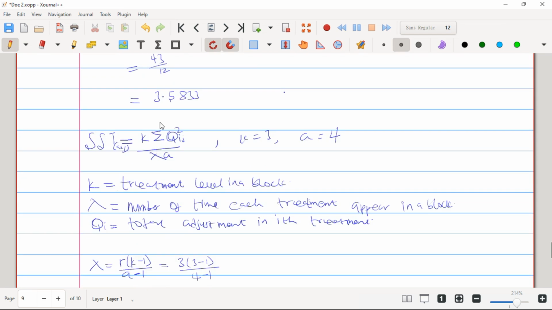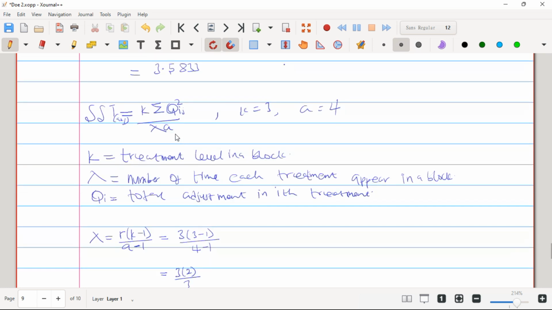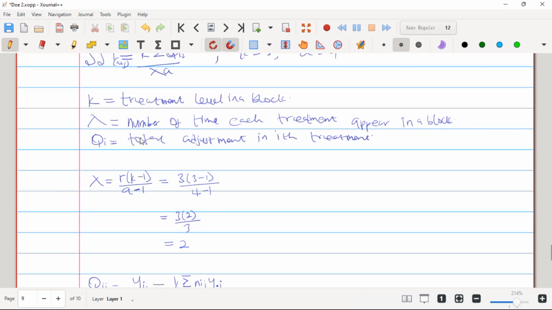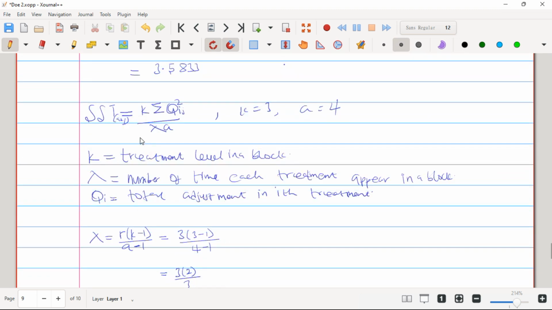So we are supposed to find our Qi. Once we are done with the Qi, we are also supposed to find the lambda before we can find our sum of square treatment adjust. Some things here are a little bit dicey, so kindly take your time and listen to me very, very carefully. In our last video, we learned how we find our lambda, right?